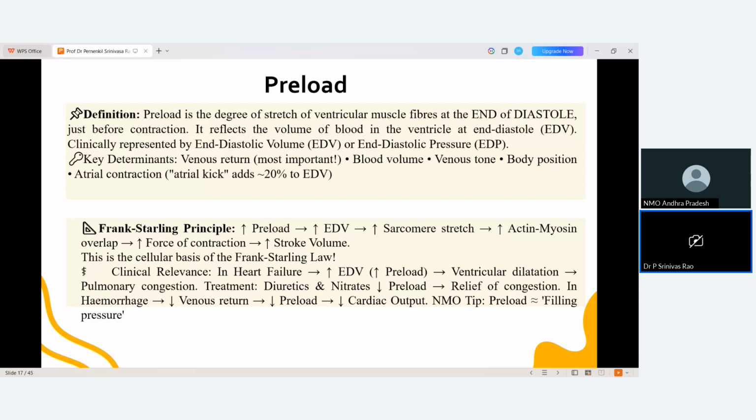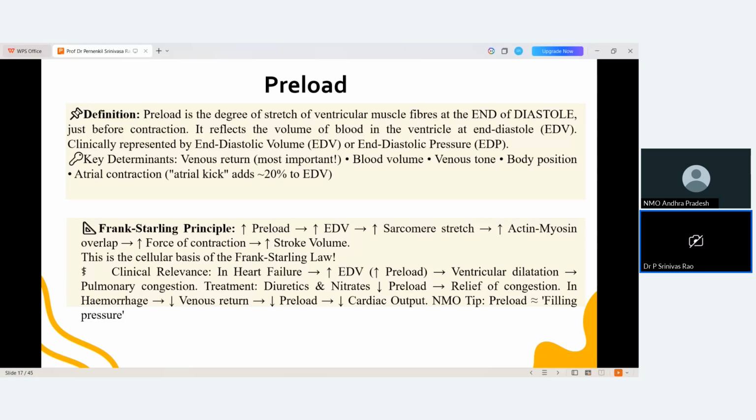Now we come to the Frank-Starling principle. So what does Frank-Starling law say? Within physiological limits. This word is important. You write down: within physiological limits. Frank-Starling's law, Frank-Starling principle are all useful only within physiological limits. If they cross the physiological limits, they will not be acting according to this principle.